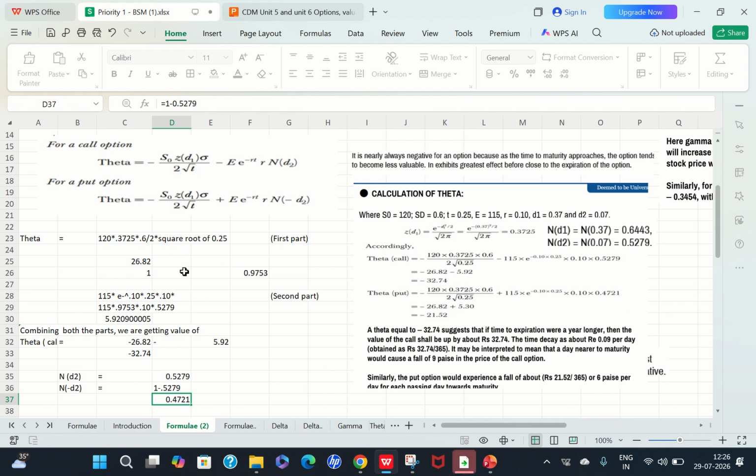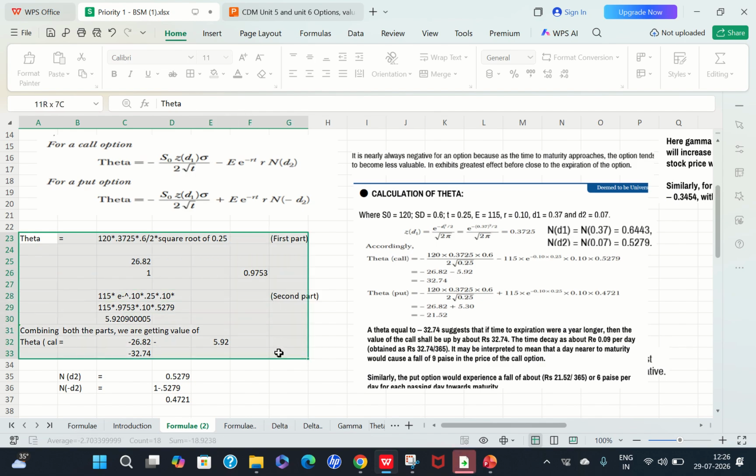So this 26.82 remains the same. There is no change. This is one part of the call option. For the difference between your theta call and theta put, it starts with minus followed by plus, then we apply N of minus d2, which is 0.4721. On substituting that, you get the put, so you come to a number, minus 21.42, right?